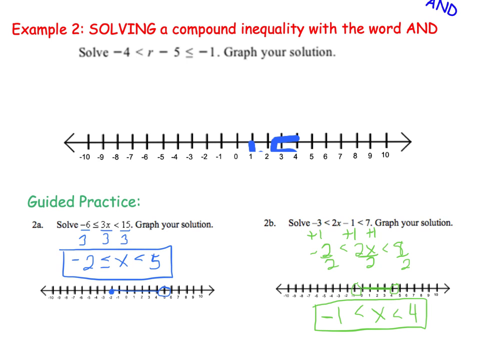All right, for 2A, it's pretty straightforward. You had to divide all three sides by 3 in order to isolate X. Make sure you have a solid and an open circle. And 2B was a two-step operation. You had to add 1 to all three sides first, and then divide by 2. If ever you have a negative coefficient here and you divide by that negative, that rule still applies that you would flip your symbols, but you just flip all of them in this case.